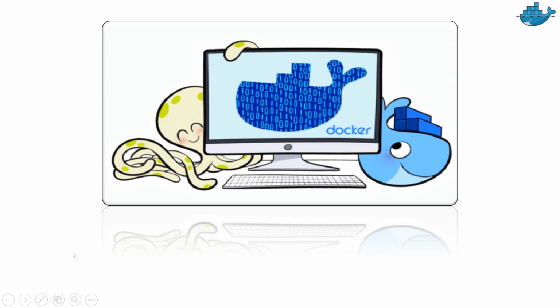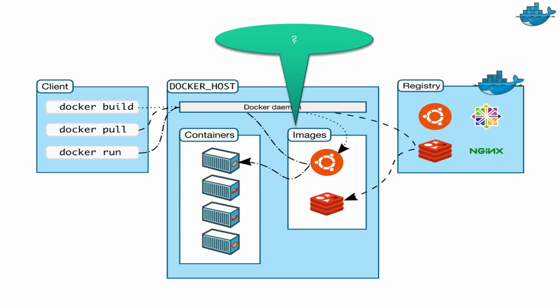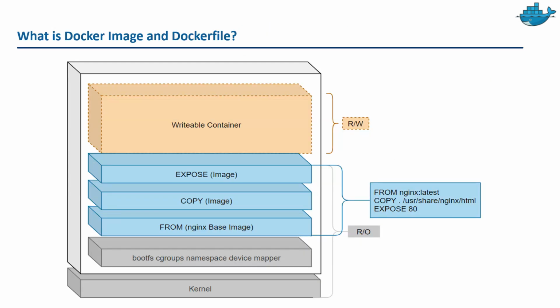Hello and welcome. In this lecture, we are going to talk about what Docker images are. As we discussed with the Docker engine, Docker client and Docker architecture, an image is a set of instructions put together that works as your own application, and it is saved in the form of a container. So let's talk more about what a Docker image and a Dockerfile are.